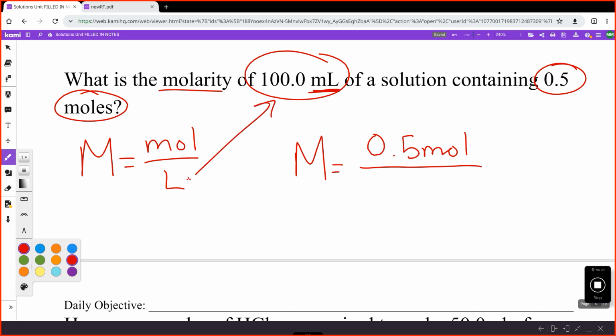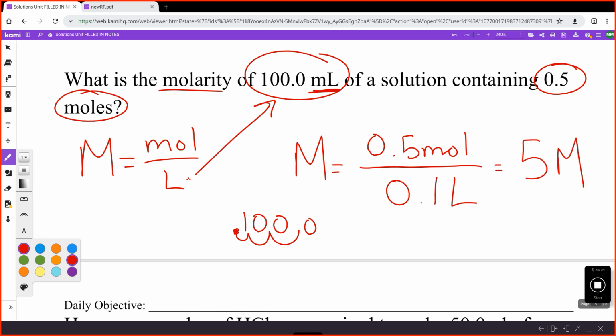Since we're given milliliters, we have to do a quick conversion. For those of you new to this, to convert from milliliters to liters is a division of 1,000. There are 1,000 milliliters in 1 liter. So if we move our decimal place 3 spaces, we would be left with 0.1, and that is 100 milliliters expressed as liters. Now we do this math, which is 0.5 divided by 0.1, and we find out the molarity of this solution is a 5 molar solution.